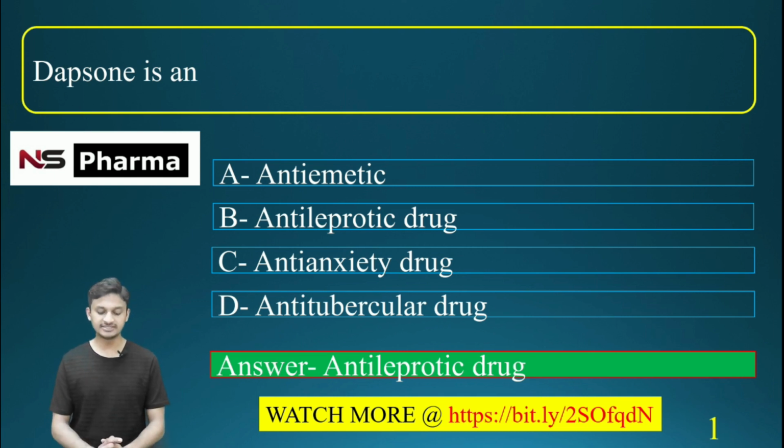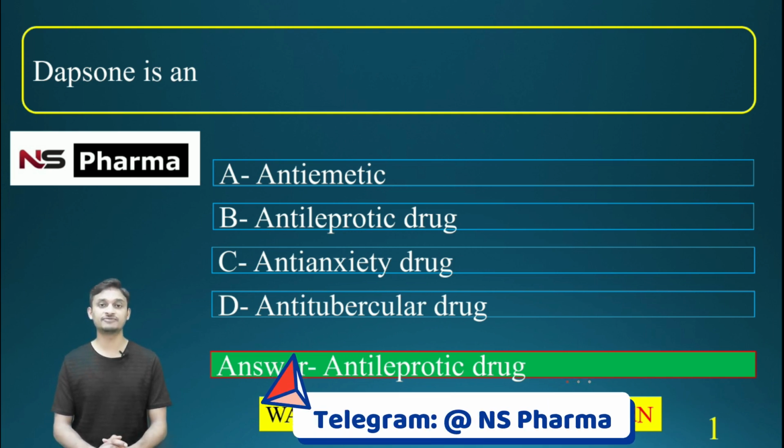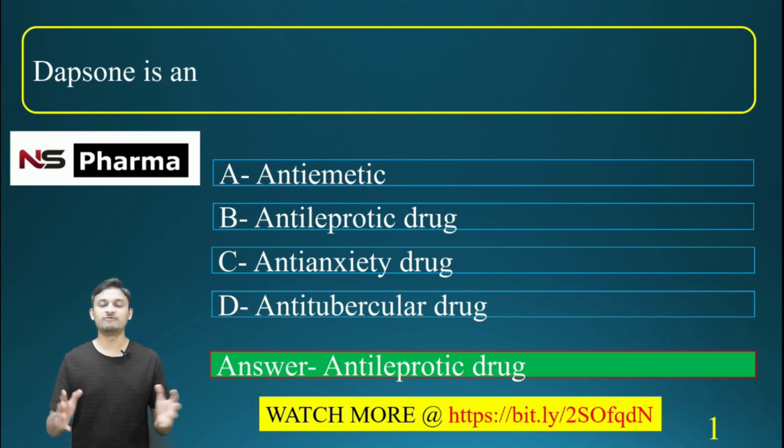Dapsone is an anti-leprotic drug. What are the anti-leprotic drugs? Anti-leprotic drugs are classified into 4 types. First one is sulfones. Example is Dapsone. Dapsone is shortly written as DDS, diamino diphenyl sulfone. Next category is phenazine derivative. Phenazine derivative example is clofazimine. Clofazimine is also a dye.